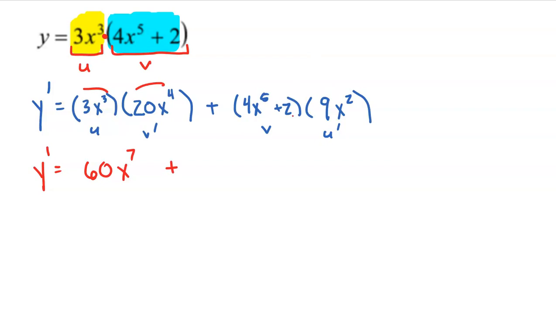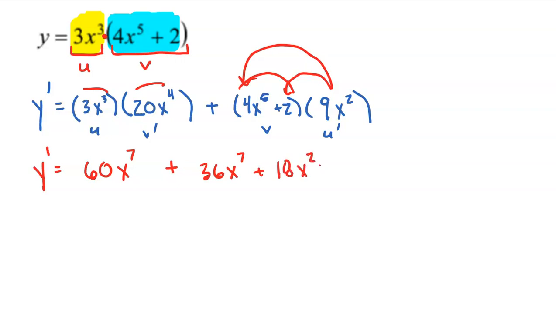Plus, back here I have to do some distribution because this right here is a binomial. It's got two parts separated by a plus sign. So I am going to have to distribute the 9x squared to both of those. So let's see here, 9 times 4, I get a 36x to the 7th plus 18x squared. Hopefully you want to take time to process that. And then continuing on, I recognize that I've got a couple like terms here. I got the 60x to the 7th and the 36x to the 7th, so that can combine to make 96x to the 7th plus 18x squared.